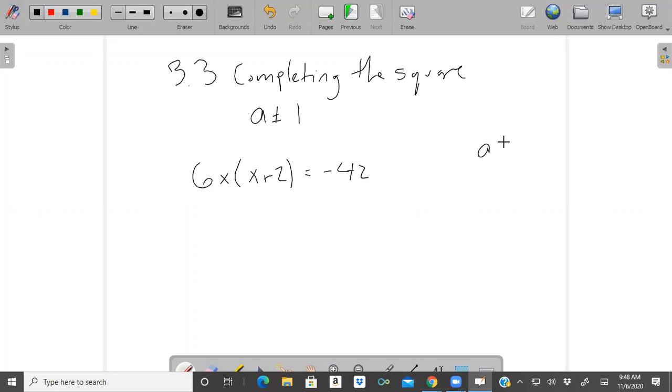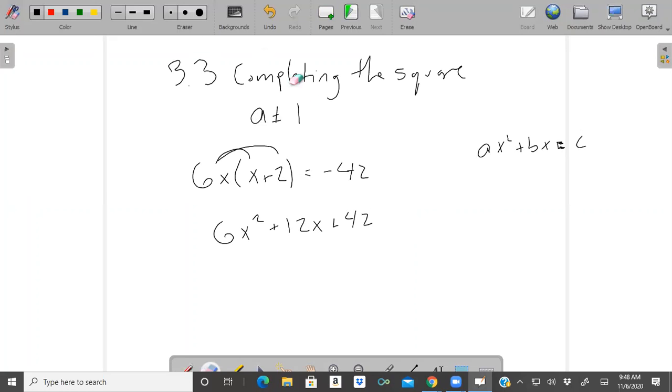Remember how we're used to seeing it as ax squared plus bx equals c? So this is the way that we're used to seeing it. This is not the way that we're used to seeing it. So what I would do first is I would double distribute here to get 6x squared plus 12x equals 42.